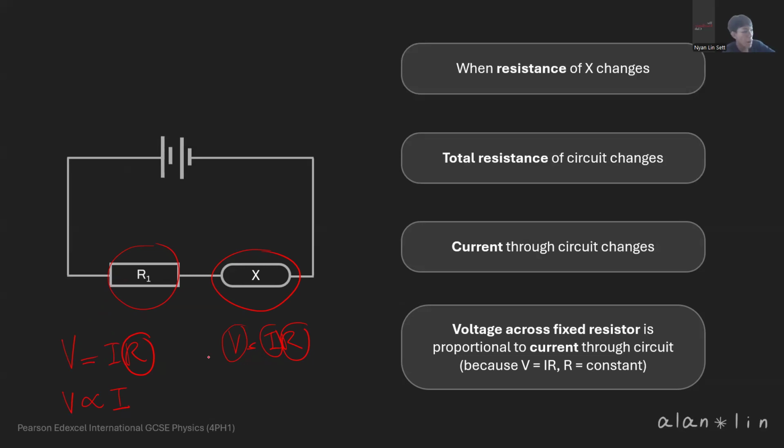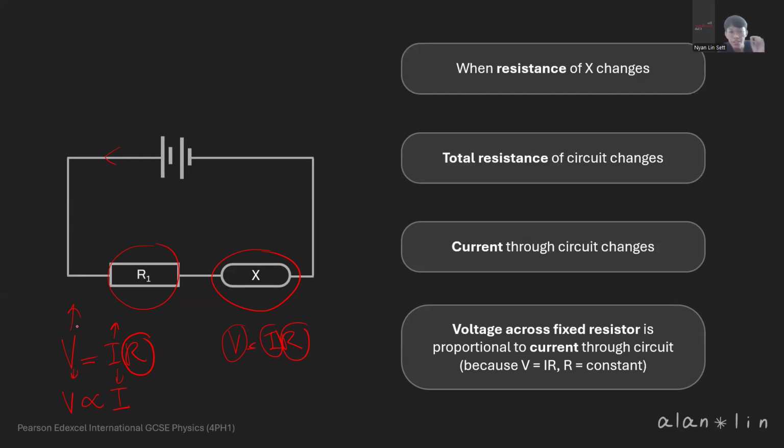Cool. Now, the voltage across the fixed resistor is going to depend on the current to the circuit. In a series circuit, there is only one current, and that is the current to the circuit. So when the current through the circuit changes, the voltage across a fixed resistor is also going to change in the same behavior. So if the current in the circuit increases, the voltage across the fixed resistor is also going to increase. If the current to the circuit decreases, the voltage across the fixed resistor is also going to decrease.